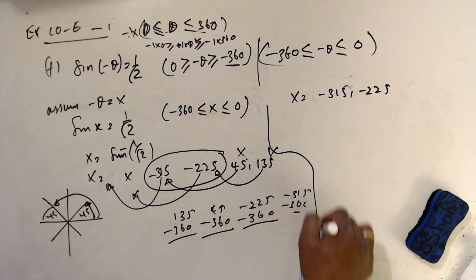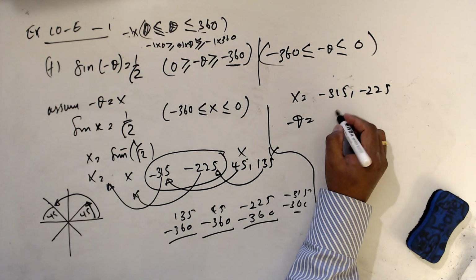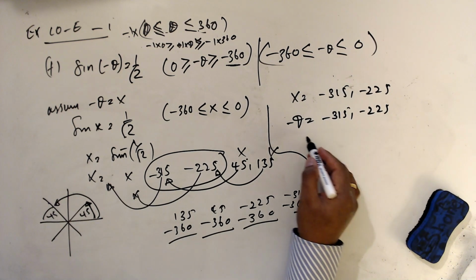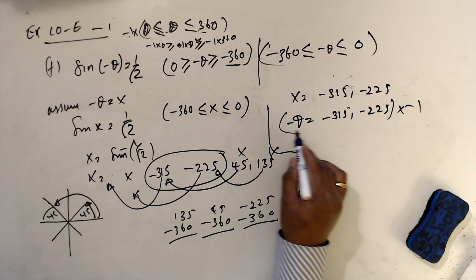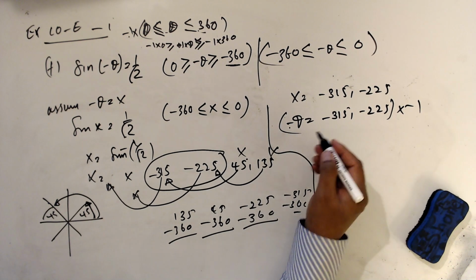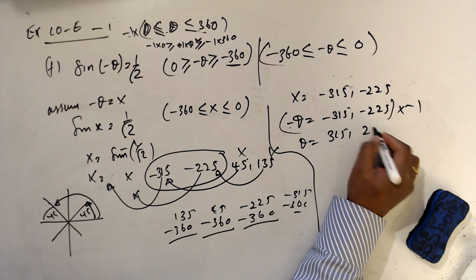Now replace what is x. X means minus theta equals minus 315 and minus 225. Then we'll multiply all by minus 1 because this is minus. I want positive. So theta equals 315 and 225.